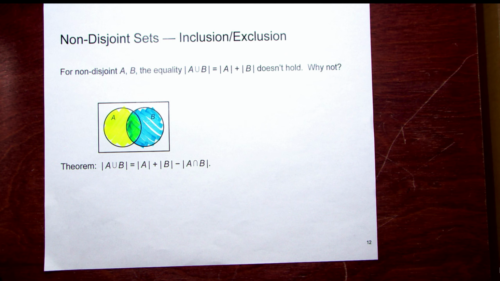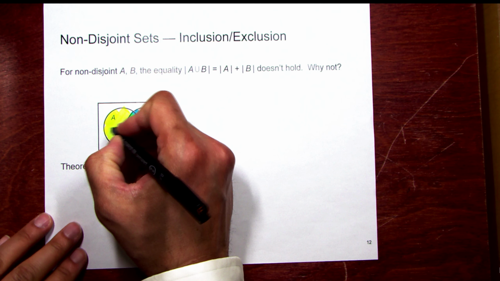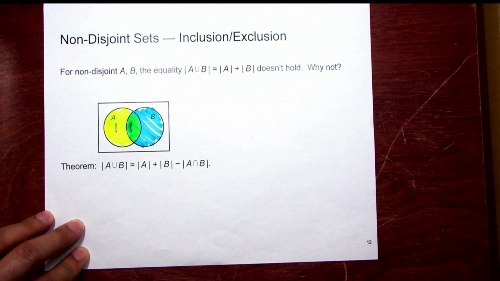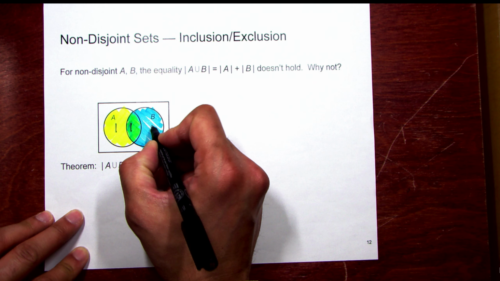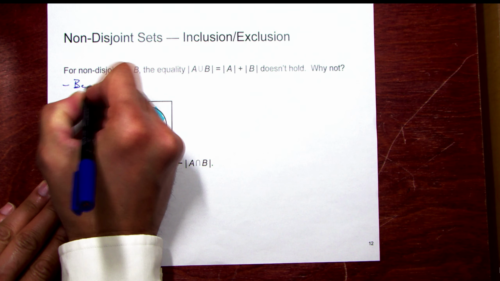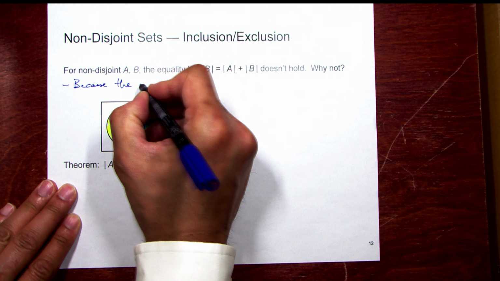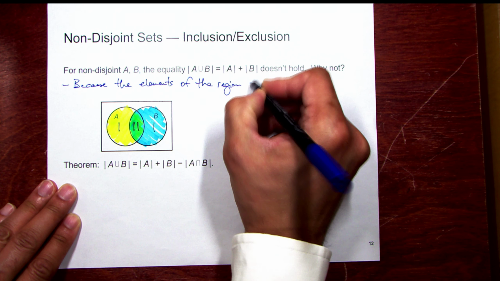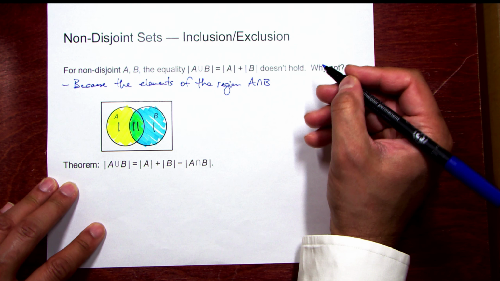If you have issues with color, like I do, maybe you don't like this, so you put tags or X's wherever you counted. You counted all the stuff in those two regions, and all the stuff in those two regions, and lo and behold, the middle region is double counted. So why doesn't this hold? Because the elements in the overlap, A intersect B, were counted twice.